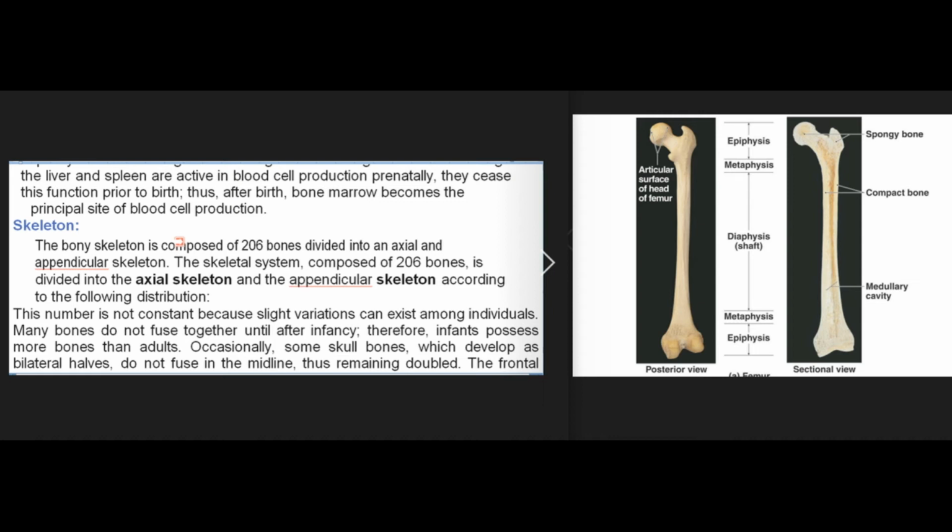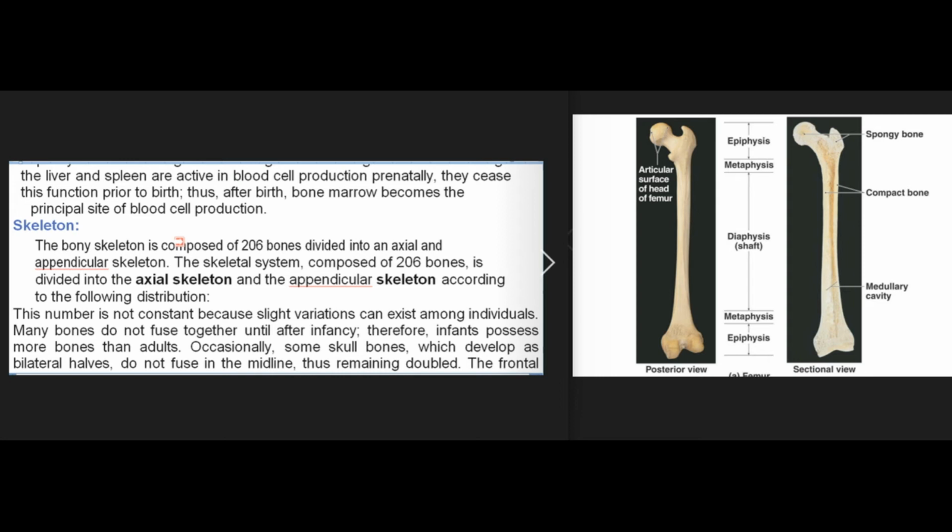Skeleton. The bony skeleton is composed of 206 bones divided into an axial and appendicular skeleton. The skeletal system, composed of 206 bones, is divided into the axial skeleton and the appendicular skeleton according to the following distribution. This number is not constant because slight variations can exist among individuals. Many bones do not fuse together until after infancy, therefore, infants possess more bones than adults.